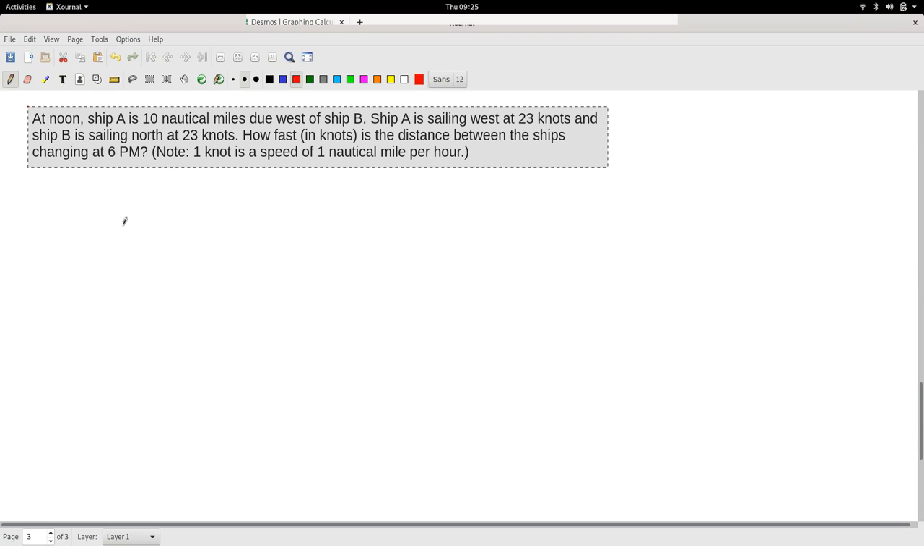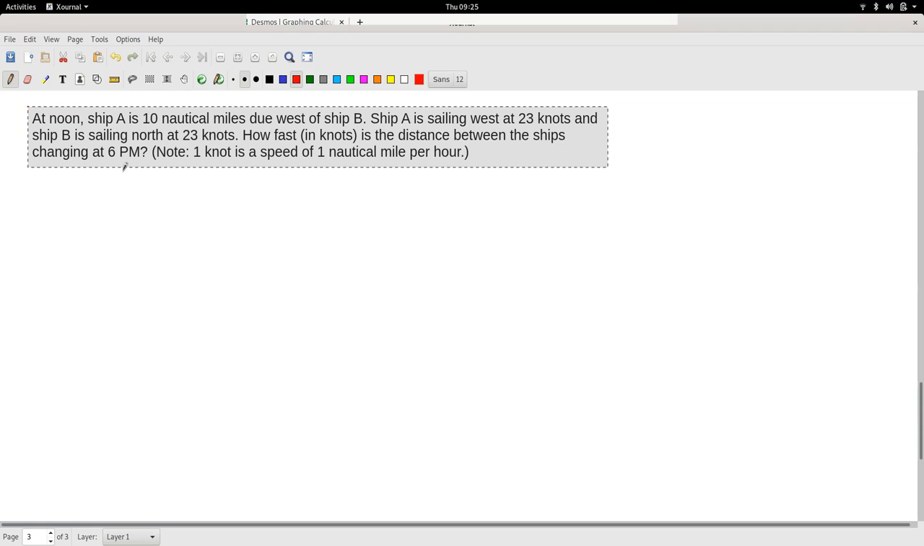So at noon, we've got this ship, A, and it is 10 nautical miles due west of ship B. Ship A is sailing west at 23 knots, and ship B is sailing north at 23 knots. Okay, moving at the same speed. How fast in knots is the distance between the ships changing at 6 p.m.? And a knot is 1 nautical mile per hour. So our units match up okay, because we have nautical miles here and a knot is a nautical mile per hour.